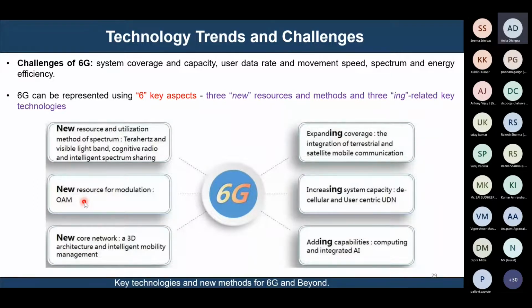People are also looking at inventing some new resource modulation schemes where you can have infinite bandwidth, theoretically but not practically. OAM can give us very good bandwidth, but that goes in the optical domain, so it is limited to certain applications. Resource allocation and utilization methods are a traditional problem that people are still looking at. They're also looking at the terahertz and visible band, and how cognitive radio will work.